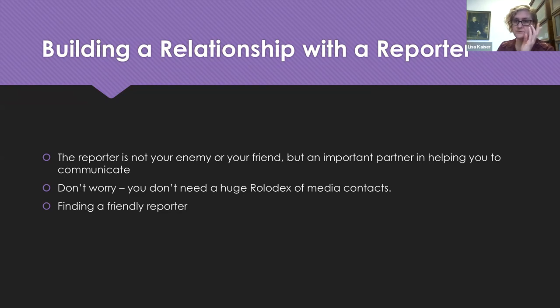You can also build your media list by paying attention to the news and who is reporting on issues similar to yours. If you notice that a reporter is covering a lot of public health issues, get their email address. Their contact information is always available on the news outlet's website, and it's usually part of the reporter's byline on a story. Then start building your media list.